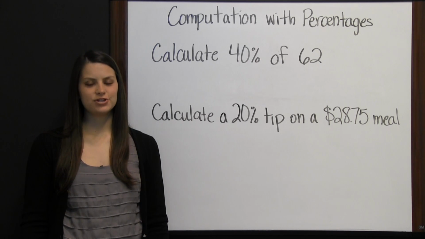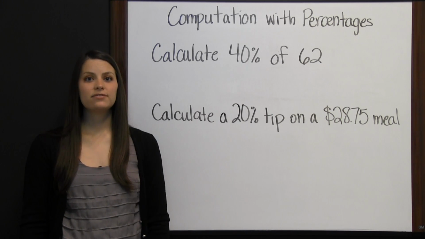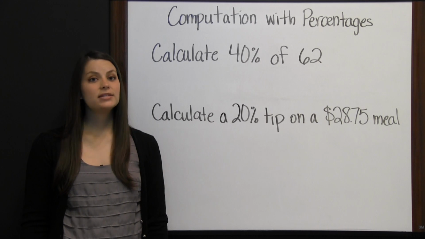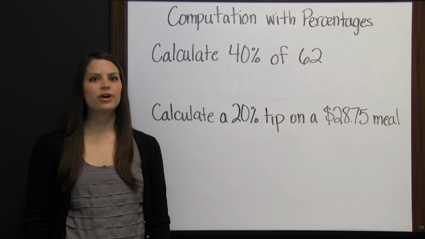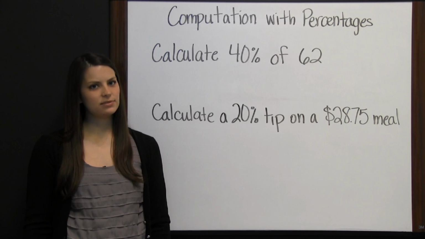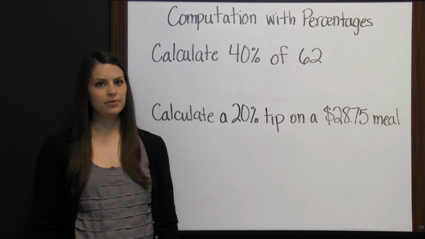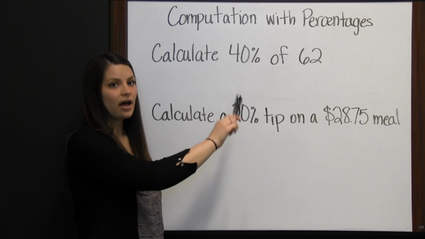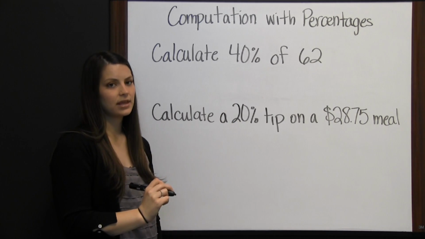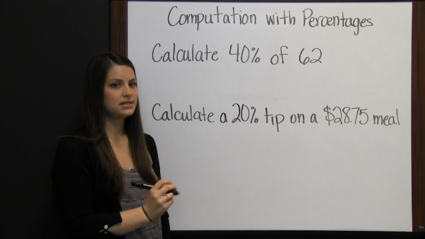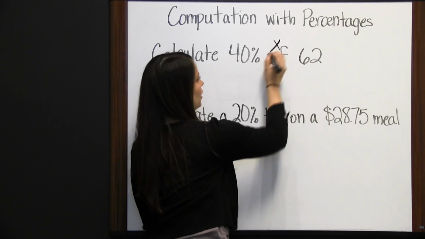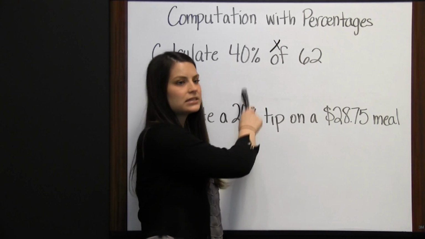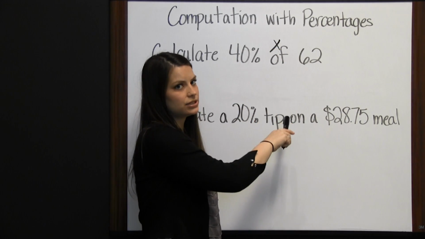Computation with percentages. In problems involving percentages, it is usually easiest to convert to a fraction or a decimal. Let's look at two examples. First, we're going to calculate 40% of 62. Of in math means to multiply. So we're doing 40% times 62.